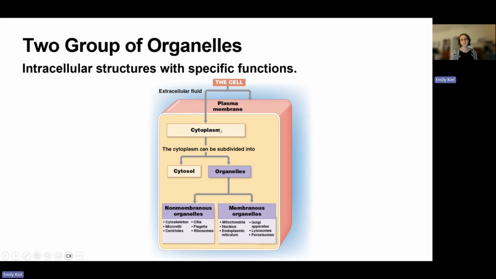Once we get inside the cell, we have the cytoplasm. And the cytoplasm is dissolved into cytosol. So that is the actual surrounding material inside that cell, and then the organelles. And organelles are further subdivided into non-membranous organelles, which do not have a cell membrane or a membrane of any kind around them, and membranous organelles that have some kind of membrane around them, each individually.